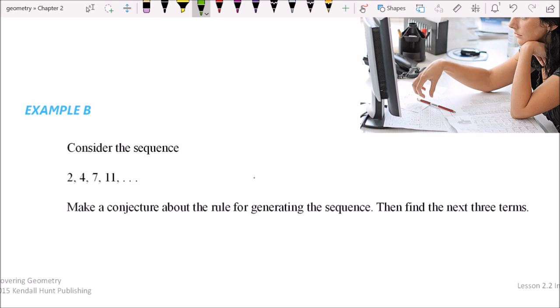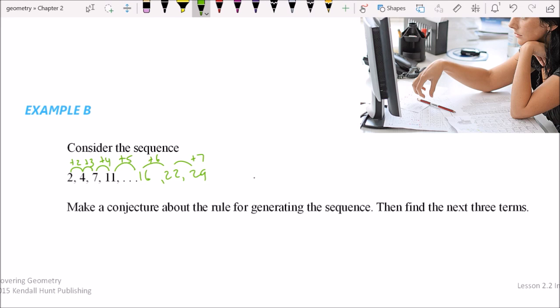Here's the pattern that I noticed. The pattern that I noticed is that 2 to 4, it adds 2. And 4 to 7, it adds 3. And 7 to 11, it adds 4. So based on that, my conjecture about the pattern is I think it goes up by 1 every time. I think the next thing it's going to do is add 5, and the next number would be 16. I think it's then going to add 6. And when it adds 6, the next number is going to be 22. And then after that, it would add 7, and I would get 29.